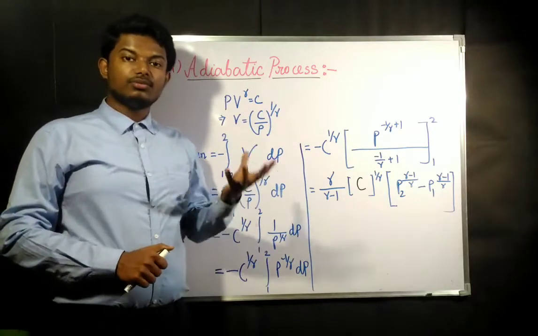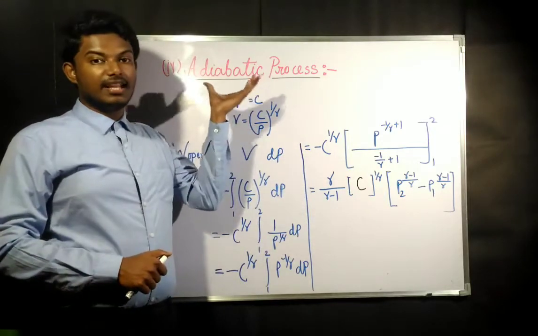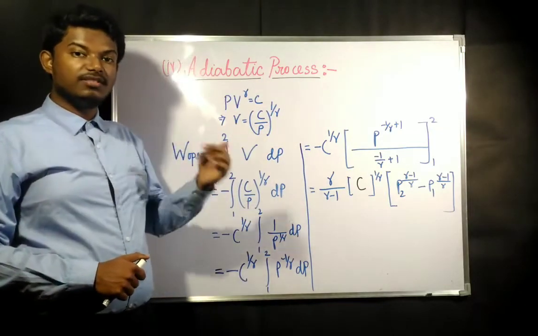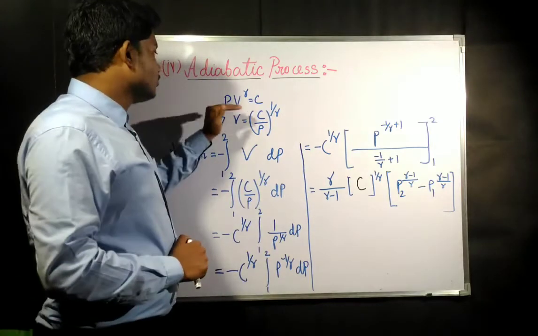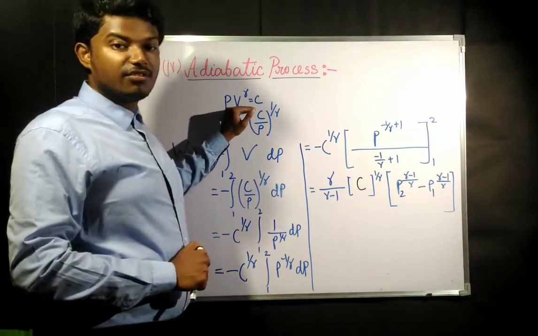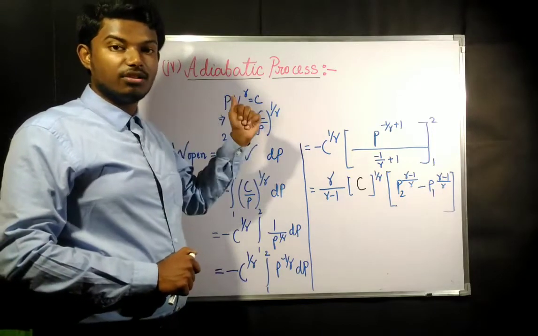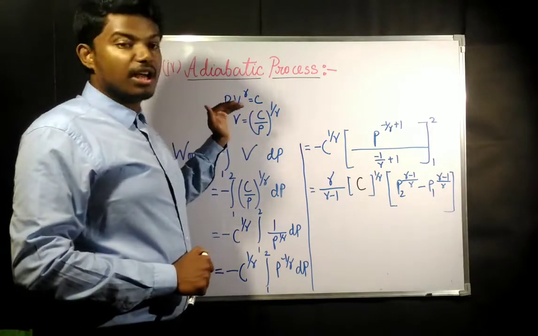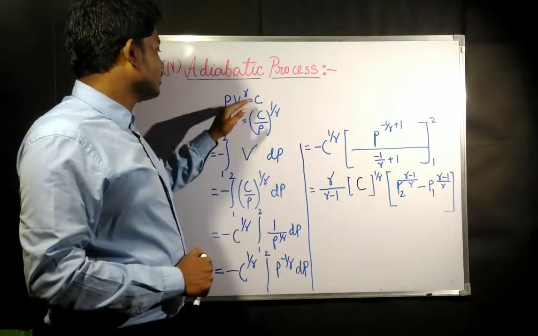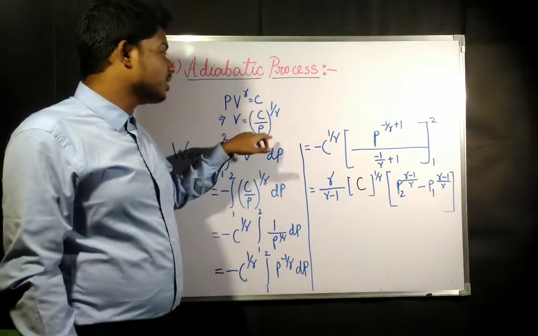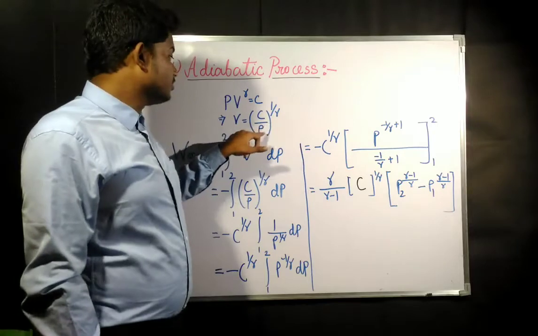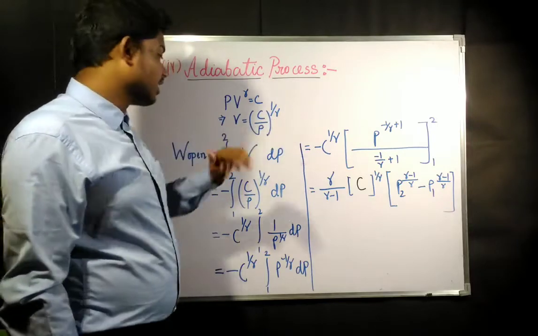That means we need to find the work done in the adiabatic process for an open system, which is reversible. Now we all know that the ideal gas equation for the adiabatic process is PV to the power gamma equals constant. We have derived it also. Now from here we can write that V is equal to (C by P) to the power 1 by gamma.